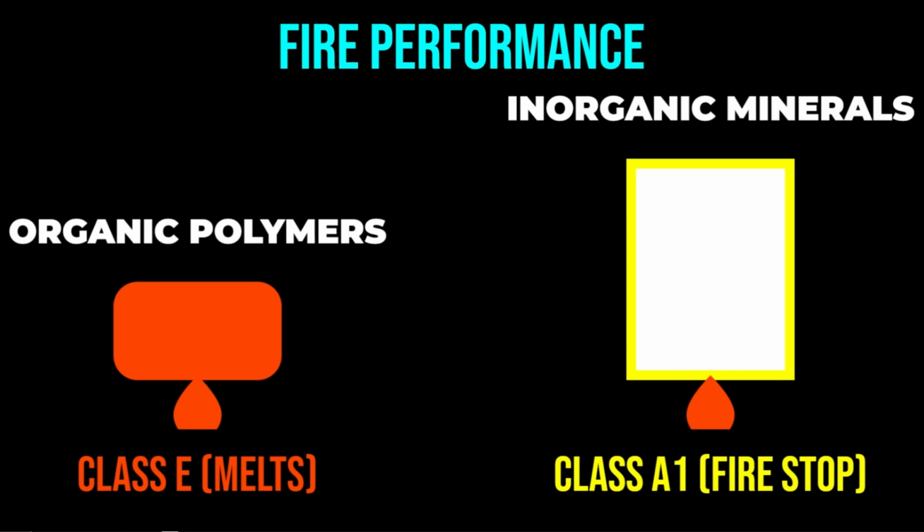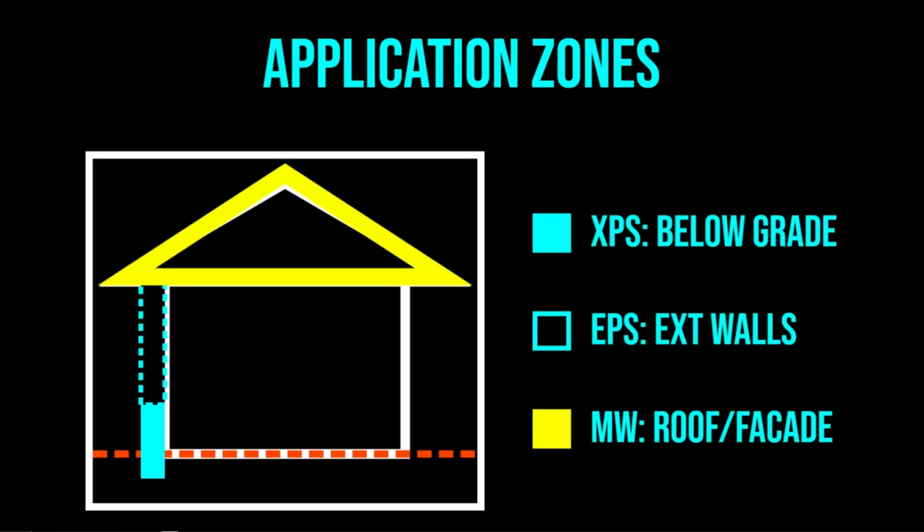In high-rise buildings, regulations often mandate the use of mineral wool for the entire facade, or at least as horizontal fire breaks between floors, to stop the chimney effect. Choosing between these materials often involves a trade-off between the superior moisture resistance of plastics and the superior fire safety of mineral fibers. Selecting insulation depends on the specific stressors of the application zone.